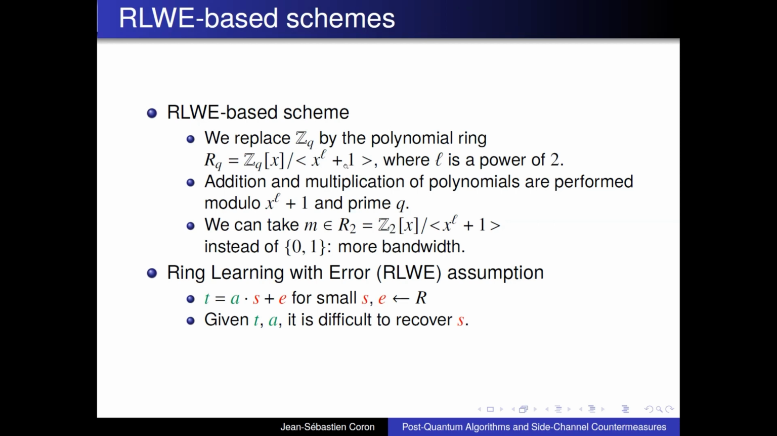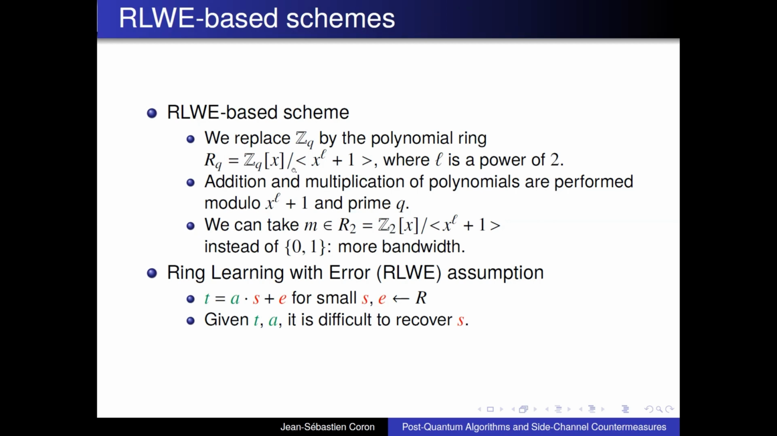So this means that this forms a ring, which means that we can add and multiply such polynomials. And when we perform an addition or a multiplication, we reduce the coefficients modulo Q and also modulo this polynomial x to the L plus 1. So it works the same as previously. The only difference is that our elements belong to this ring of polynomials instead of just modulo Q.